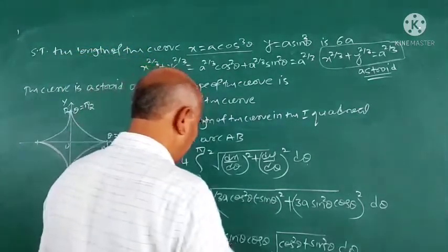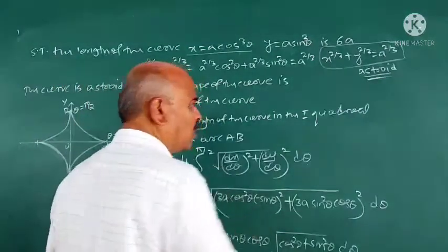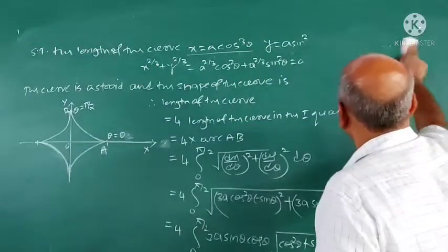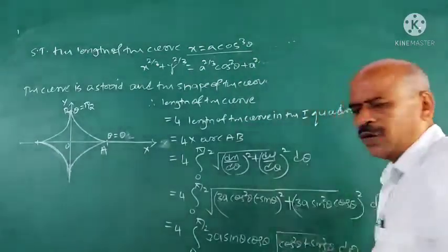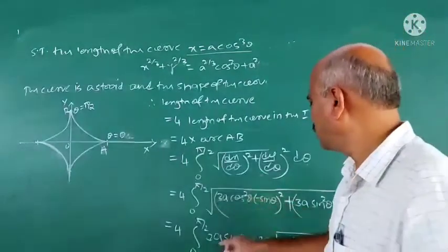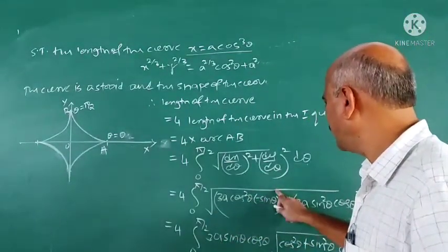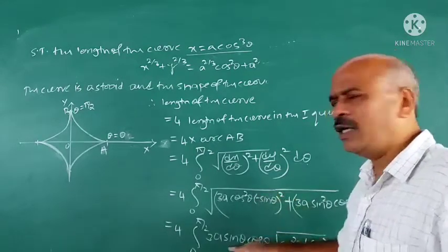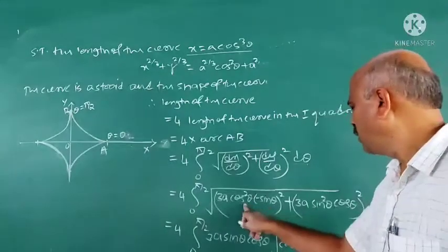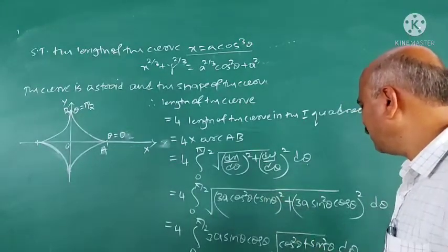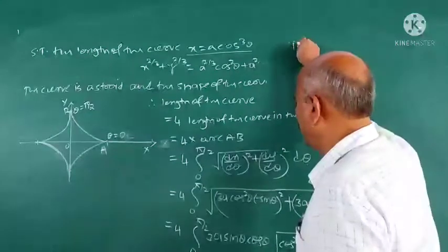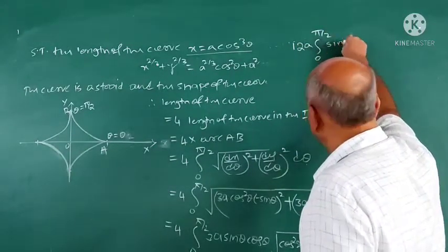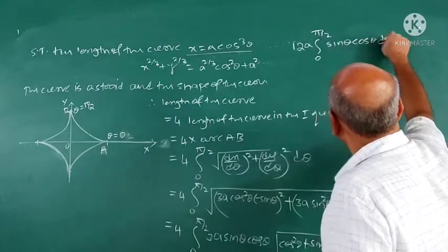3a sin theta cos theta, because I think in simplification there is no problem. All of you followed this one? How I have simplified here? 3a whole square is 3a. Sin square theta cos square theta I have taken common. Under root of sin square theta cos square theta is sin theta cos theta. Here one cos square theta remains, sin square theta remains under root. Therefore, 12a 0 to pi by 2 sin theta cos theta with respect to theta.